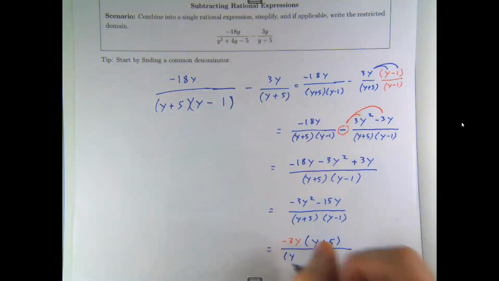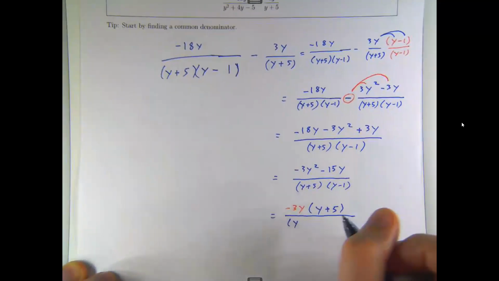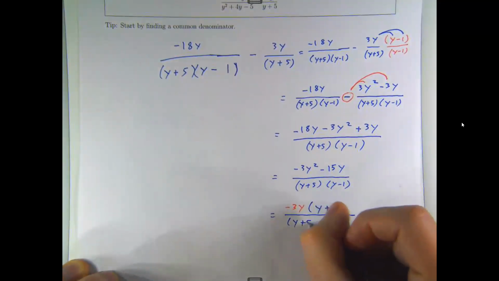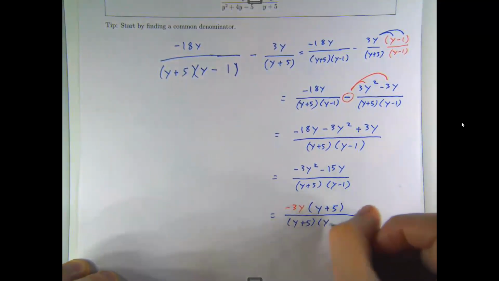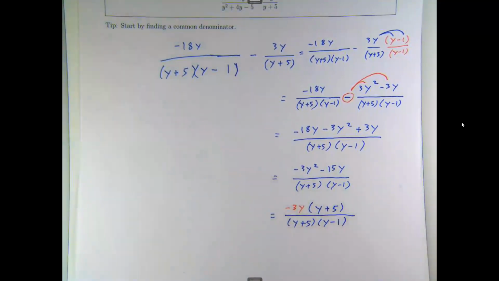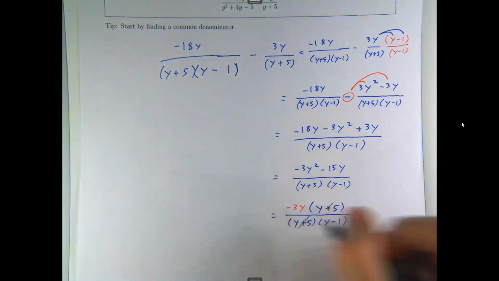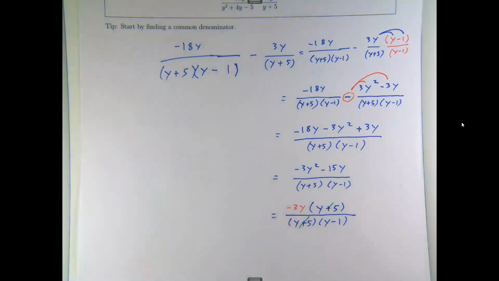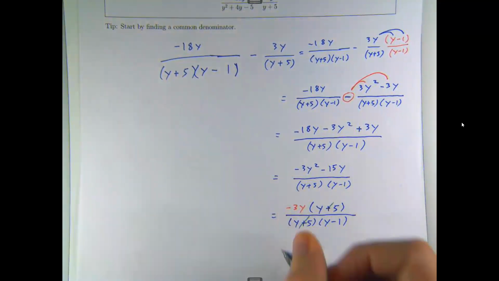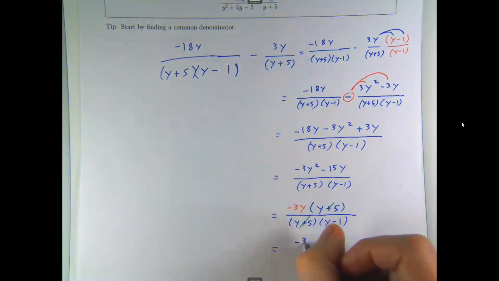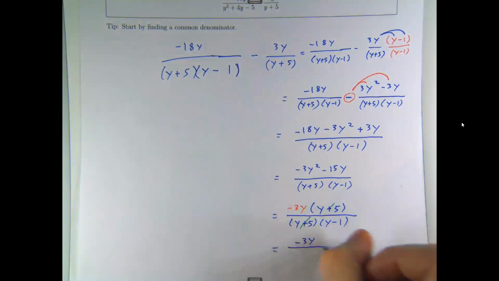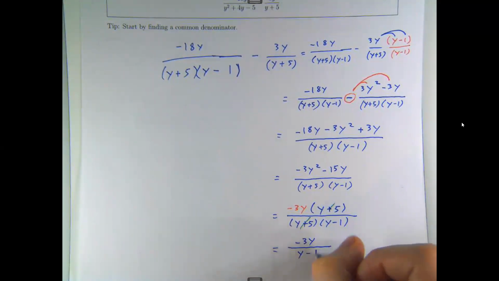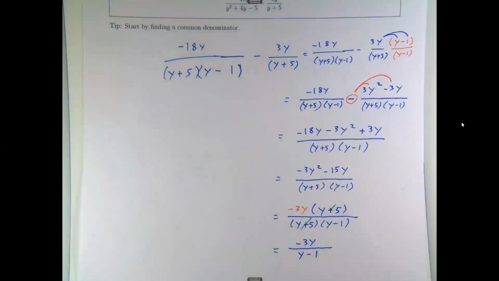This is one of those problems where, first off, it is a little bit longer, but I do see that some cancellation is going to happen. Namely, I see this y plus 5 showing up on the top and the bottom that I can cancel out at this point. So the only thing I have left on the top is -3y, and the only thing I have left in the denominator is y minus 1.